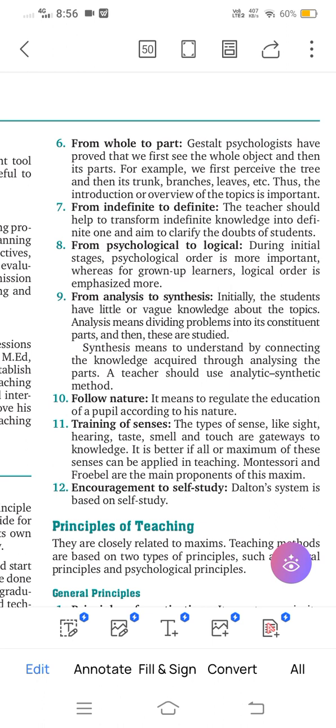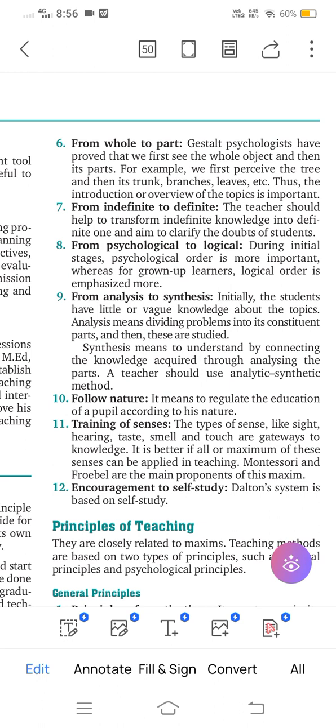Then, from indefinite to definite, a teacher should help to transform indefinite knowledge into definite one and aim to clarify the doubts of students. From psychological to logical, during initial stages, psychological order is more important, whereas for grown up learners, logical order is emphasized more.